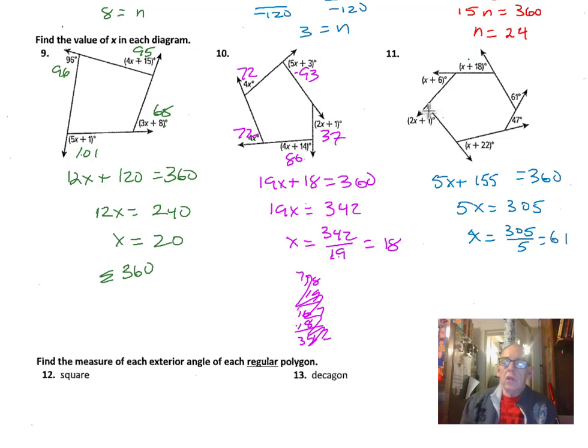So x is 61, and that means we have a 66. We've got a 122 plus 1 is 123. We got a 61 and 22, which is an 83. We have a 47, we have a 61, and we have a, which is really the same thing as x, and we have a 61 and 18, which is a 79. So altogether, these angles should all add up to 360 degrees. Let's move on.